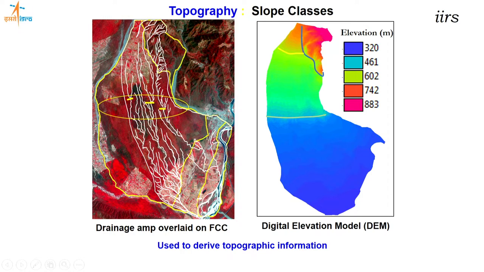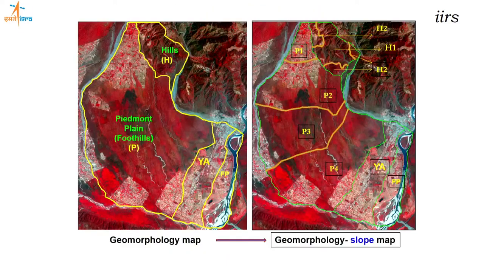And you can see also, if you see the drainage pattern from the topo sheet, where two drainages are coming and meeting, it means there is a change in the slope. So that also gives you an idea for the slope, where the slope is breaking. So using that I can study the topography or slope classes. So each geomorphology is subdivided based on the topography or slope.